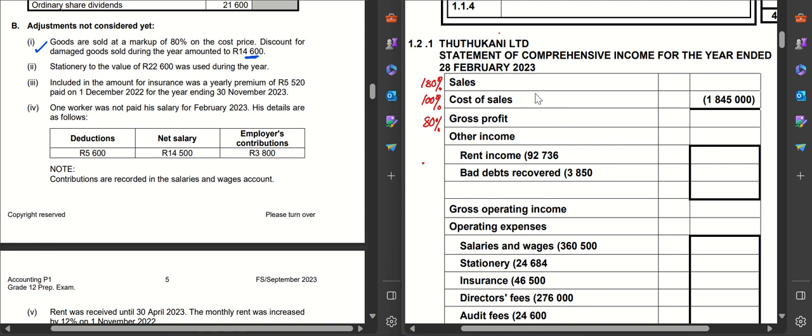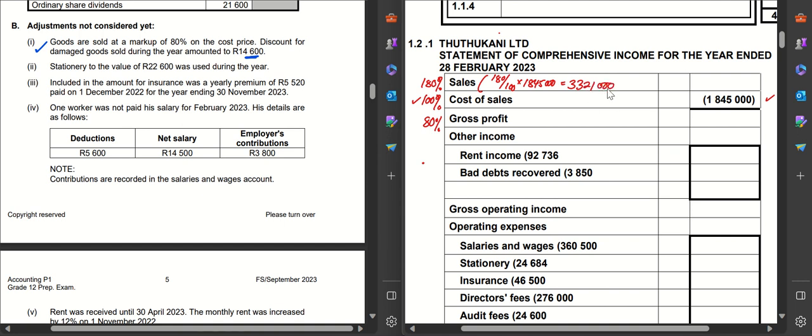What I then need to do is to calculate my sales. So to get my sales, I know that I want 180, and what I have, which is two figures, which is the percent as well as the rand value, is the 100. Then I multiply this by 1,845,000. This would then give me 3,321,000.